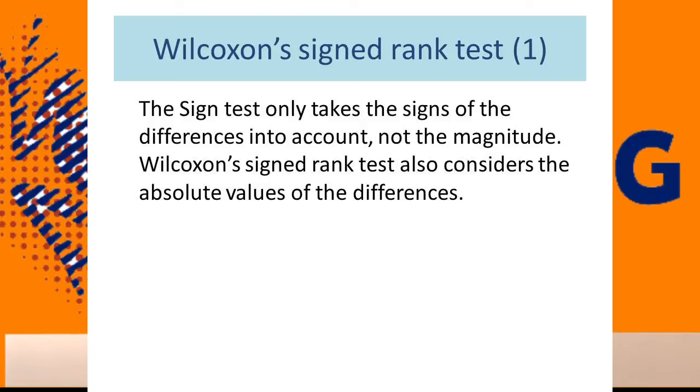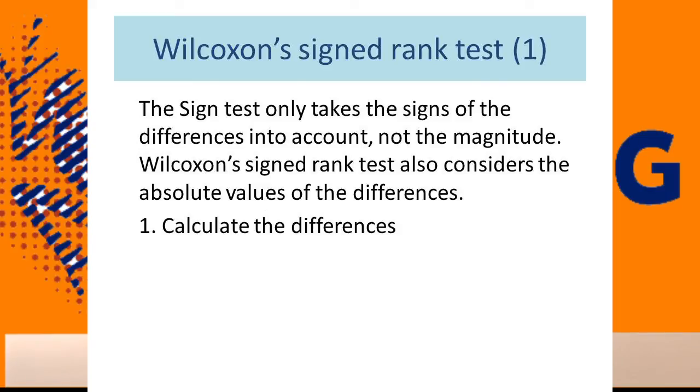The sign test only takes the signs of the differences into account, not the magnitude. Wilcoxon signed rank test also considers the absolute values of the differences. Performing the test by hand will take 4 steps, which will be illustrated in a minute.